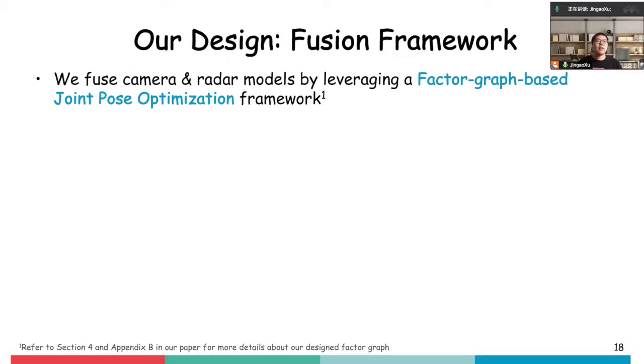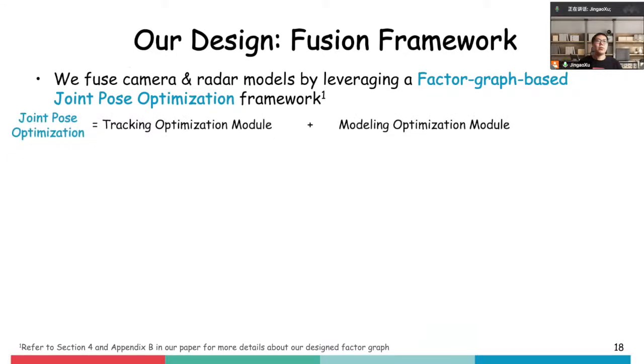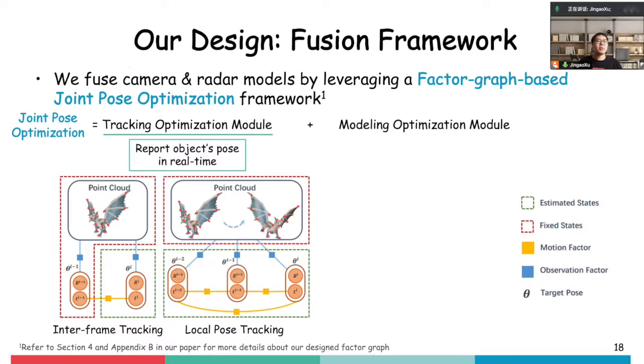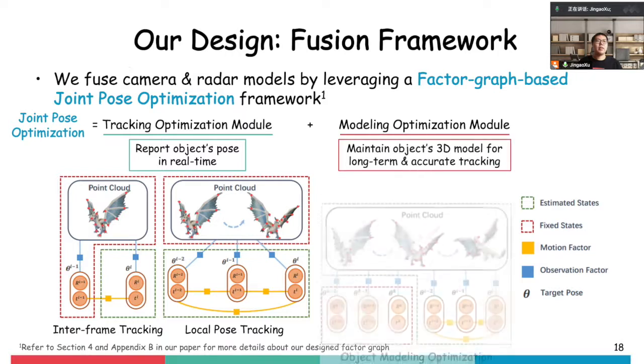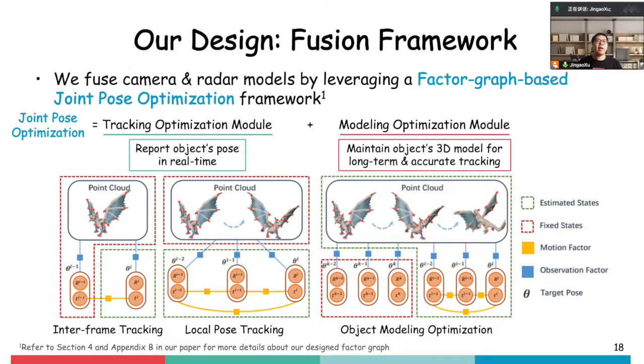Let's take a look at the factor graph-based joint pose optimization framework. The whole optimization includes 2 parallel tasks: the tracking optimization module and the modeling optimization module. The former reports the object's pose in real time according to the camera and radar tracking modules. It includes the short-term interframe tracking and the long-term local pose tracking. And the latter is leveraged to maintain the object's 3D models for long-term and accurate tracking. With high-quality generated point clouds, the tracking quality will also be promoted. We only illustrate the core components here. For more mathematical details, please refer to our paper.